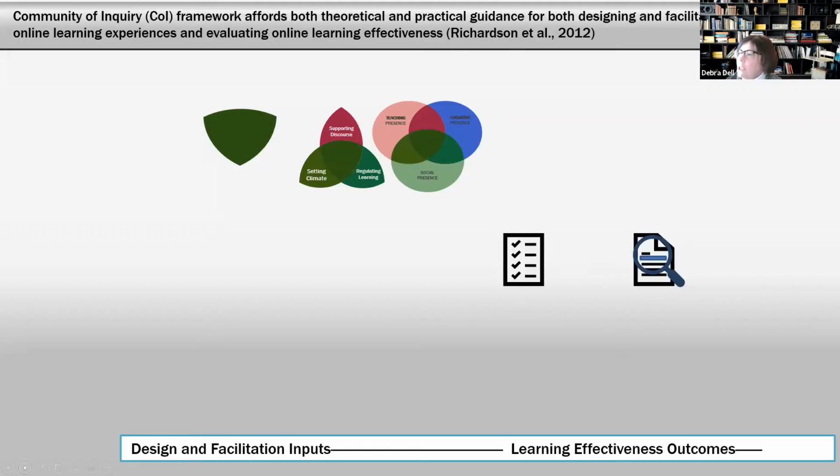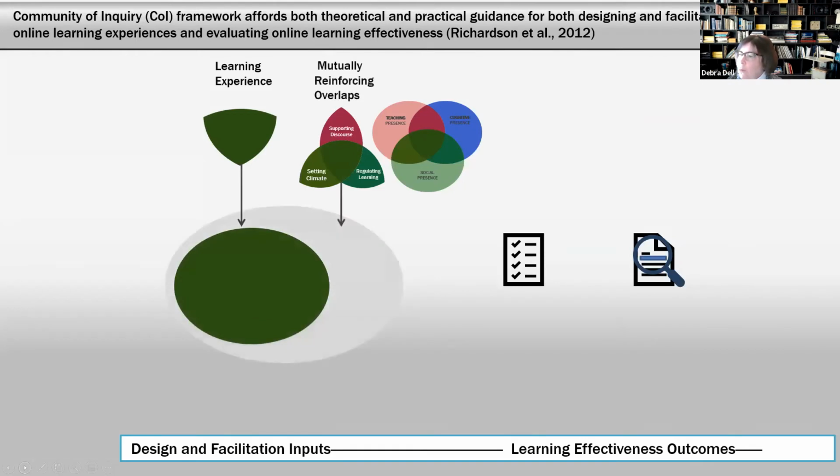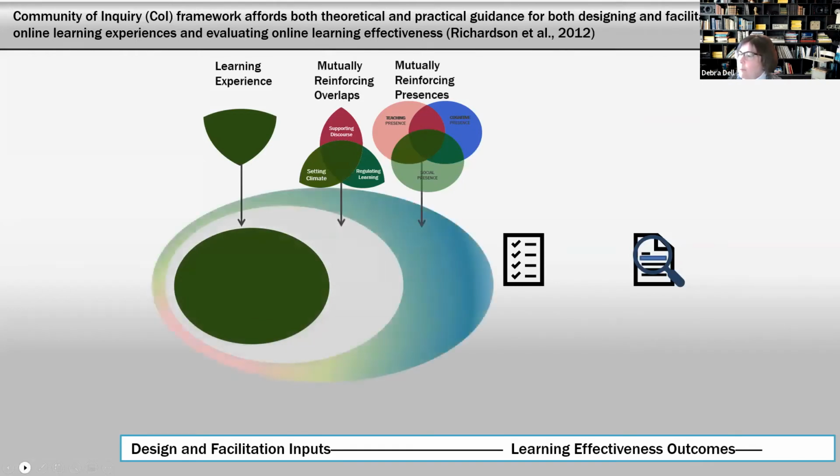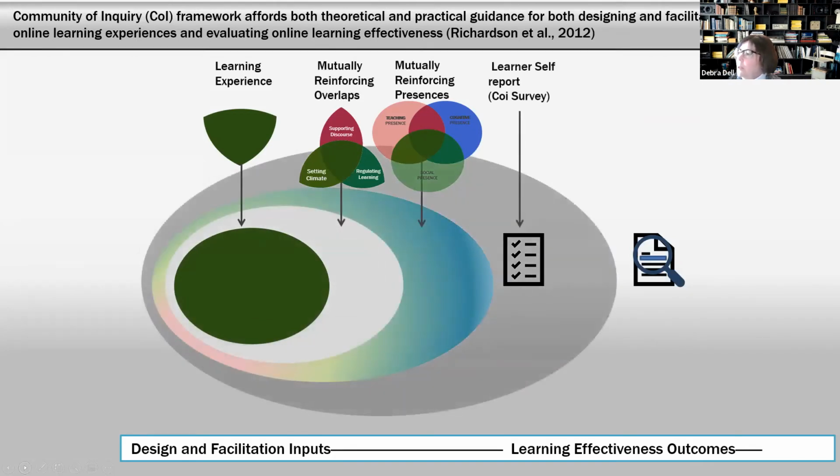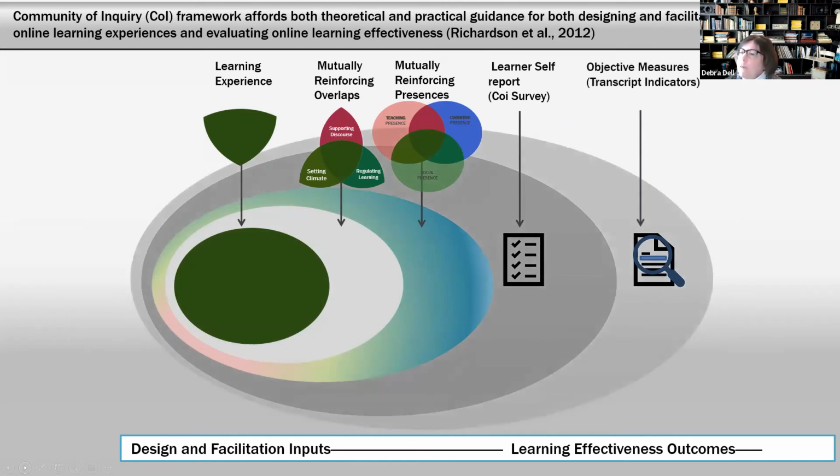So I wanted to just take a look at what if we broke the model up, and I'm going to quickly go through what if we broke the model up and actually dissected the model to begin to think about the model as basically having layers, starting with the core, which are the design and facilitation inputs, and then moving out towards the measures, which are the learning effectiveness outcomes.